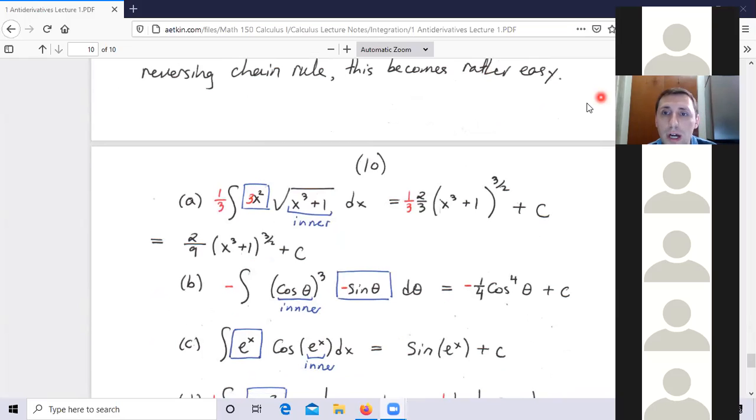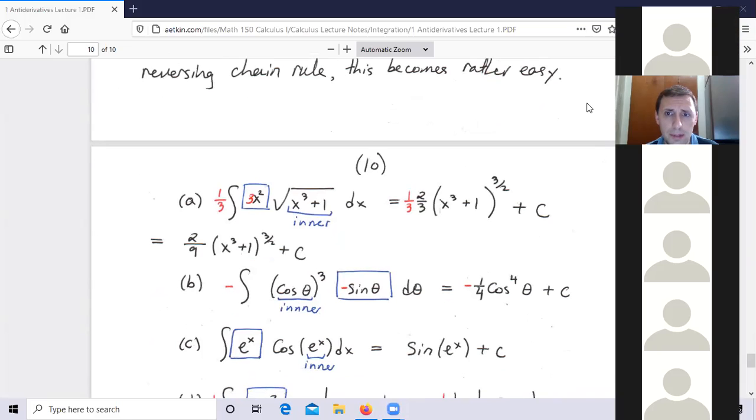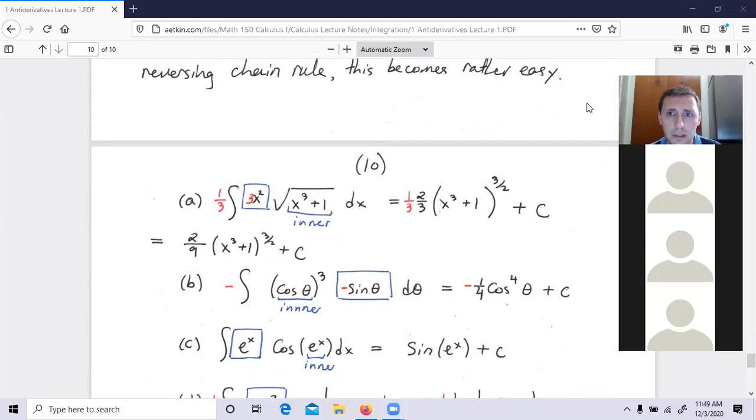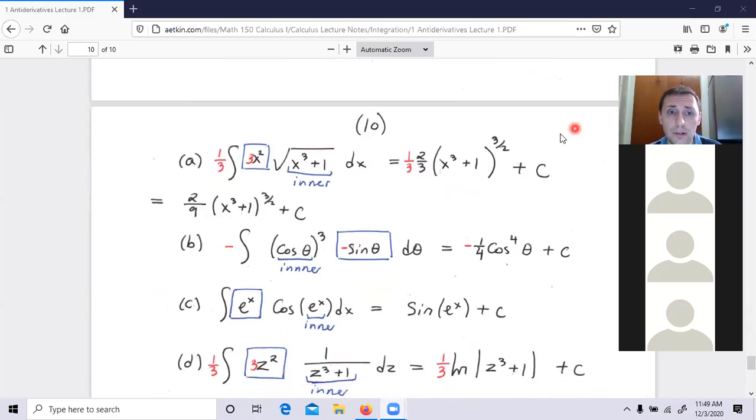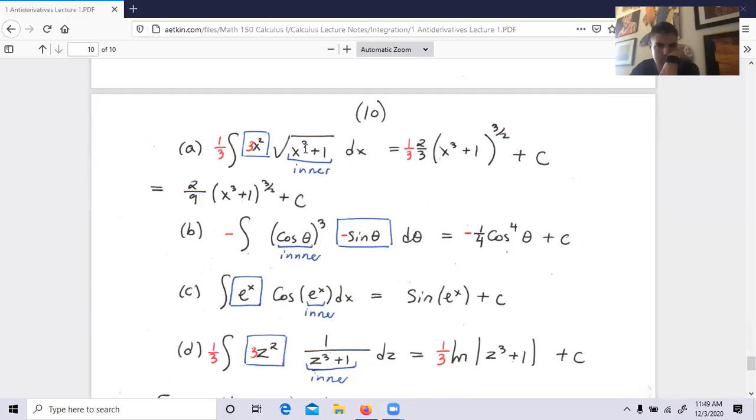So your eyes are scanning this object, and you're asking yourself, what is this function that I am trying to find the antiderivative for? First I see that x cubed plus 1, its derivative is kind of like x squared, which I see outside, yes? The only thing that's missing is a 3 in front of it, because the derivative of x cubed plus 1 is 3x squared. So that would be the inner function, yes?